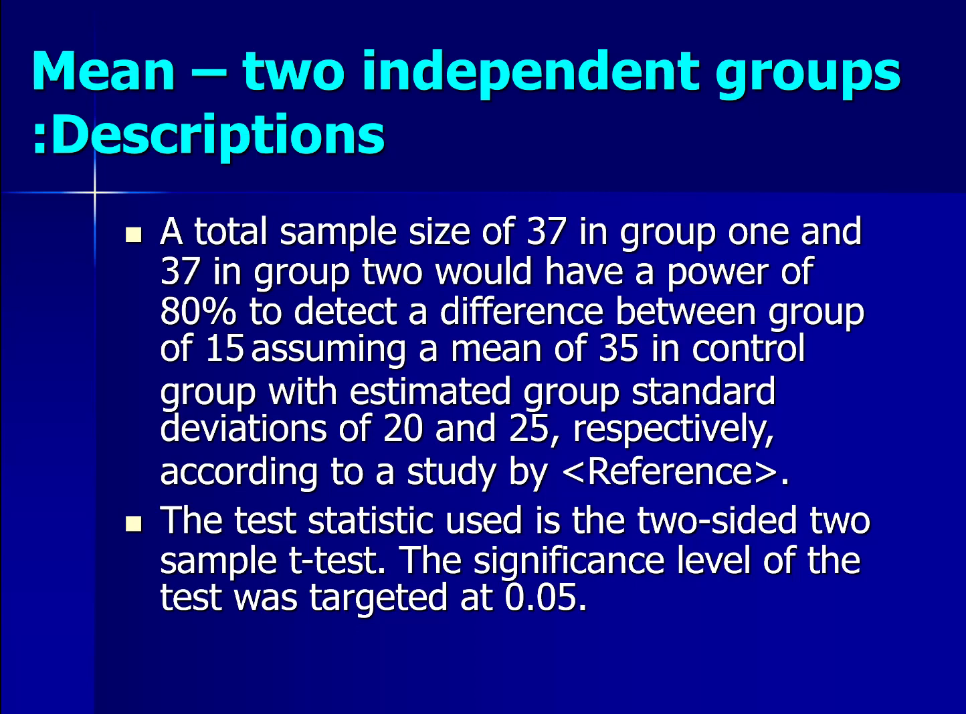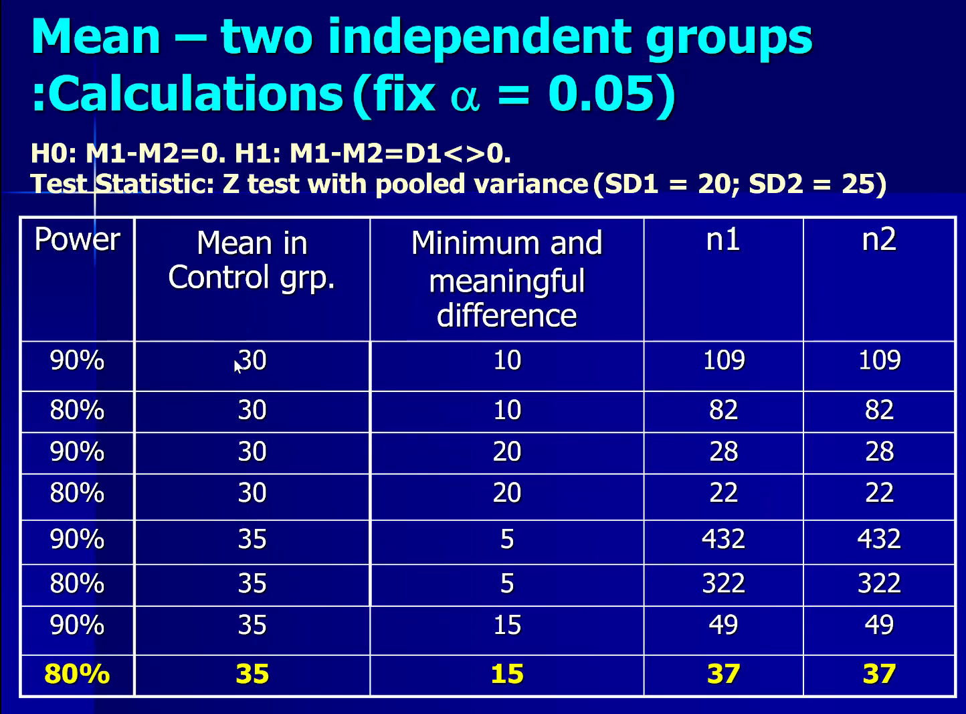And here is an example of justification, by putting a narrative paragraph in the methods section of the protocol, like: a total sample size of this in group 1 and this in group 2 would have a power of this, 80%, to detect the difference between groups of 15, assuming a mean of 35 in control. As you can see here, I put it in yellow color.